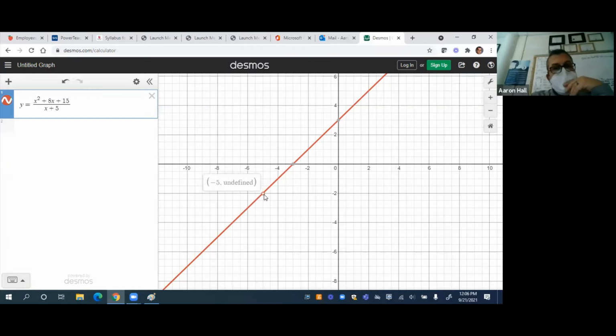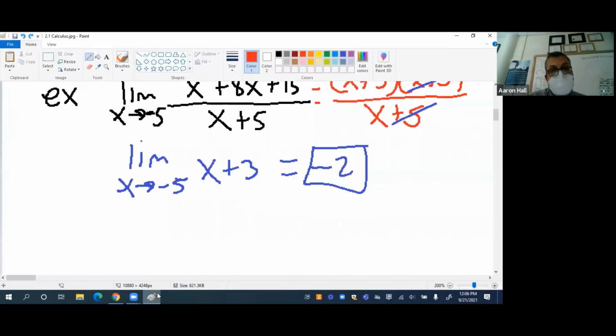You guys see that? What does Desmos say? That when x is -5, it's undefined. Now, am I saying x equals -5? No. I'm saying x approaches -5. When x approaches -5, what does the y approach? Can you see if you go across to the y-axis? -2. Is that what we calculated? Yeah. This is really important that we understand that this notation means approach. X approaches -5, right? So let's continue.